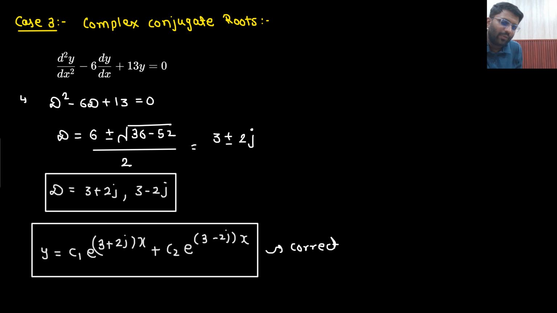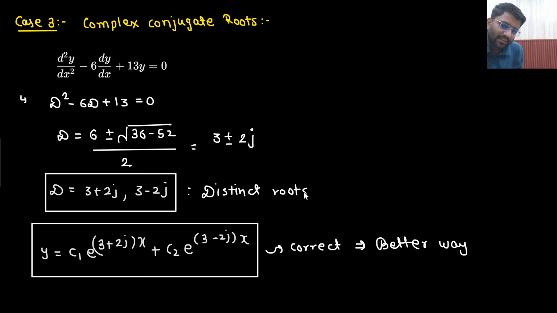But there would be a better way of writing it down. What is that better way? Let's see that. First of all, let me know, are they different? 3 plus 2j, 3 minus 2j. Yes, sir. They are different roots, or you can say they are distinct roots. If they are distinct roots, then, sir, what is my answer? If I am getting two roots alpha comma beta, then my answer would have been C1 e to the power alpha x plus C2 e to the power beta x. So similarly I am writing down C1 e to the power alpha x plus C2 e to the power beta x. This is the answer, but there is a better way of writing it down. Sir, what better way? Let's talk about it.